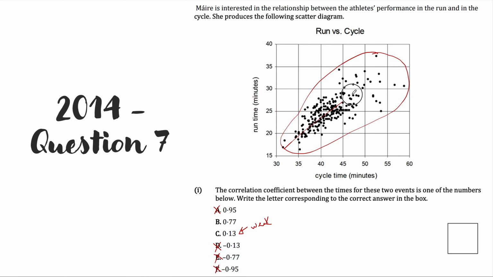There is what appears to be a good line going through that. So I would say while it's not perfect, it's not very strong, it's quite strong. So I'd say it's 0.77. So I'd be writing B there.